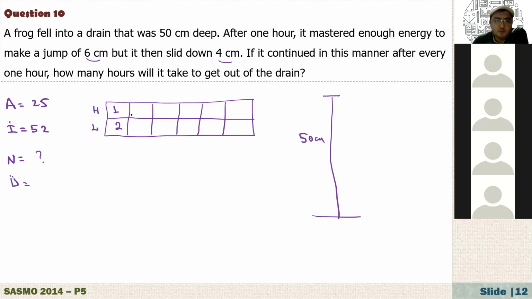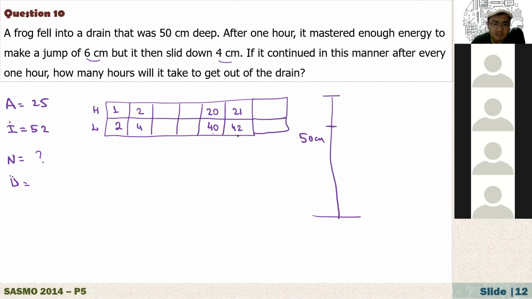In the second one, 2 plus 6, it is 8 minus 4. After 2 hours, he will be 4 up, right? And I'll just continue. For example, let's say after 20, because 20 times 2 is 40, it will be 40 centimeters up, right? So after this, you should be careful. After 21, it is 40 centimeters up now. After 1 more hour, he jumped 6 centimeters, reached 46 and slides down 4. So after 21 hours, it will be 42 centimeters high.